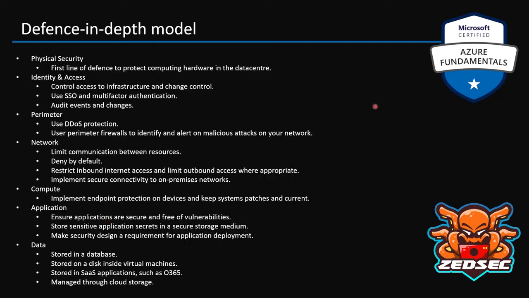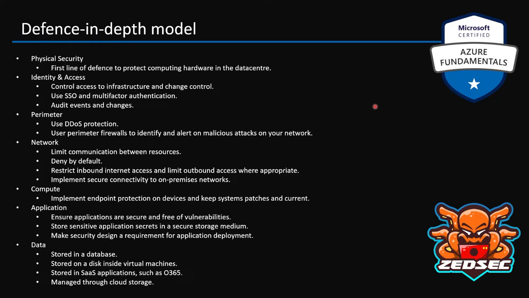So, physical security is the first line of defense to protect computing hardware in the data center. Identity and access: control access to infrastructure and change control, use SSO and multi-factor authentication, and audit events and changes. Perimeter: use DDoS protection, and use perimeter firewalls to identify and alert on malicious attacks on your network. Network: limit communication between resources, deny by default, restrict inbound internet access and limit outbound access where appropriate, and implement secure connectivity to an on-premise network.